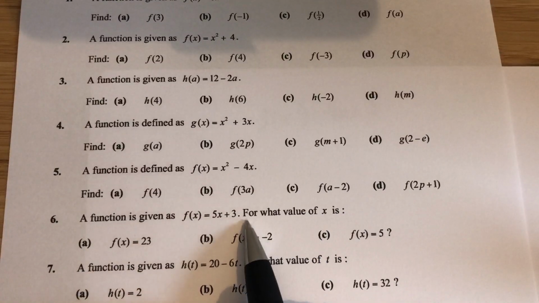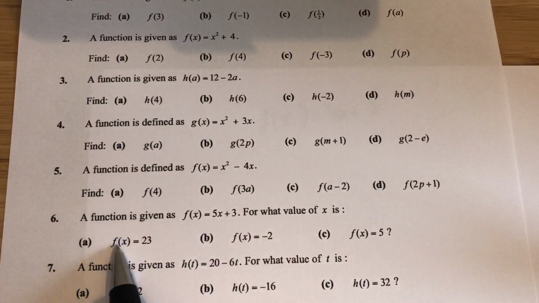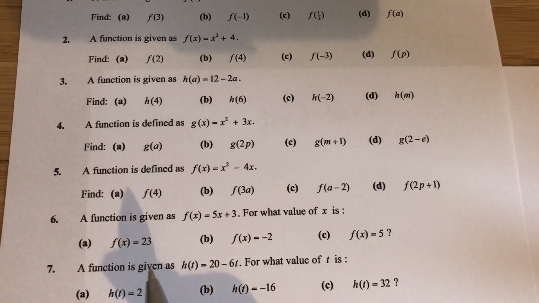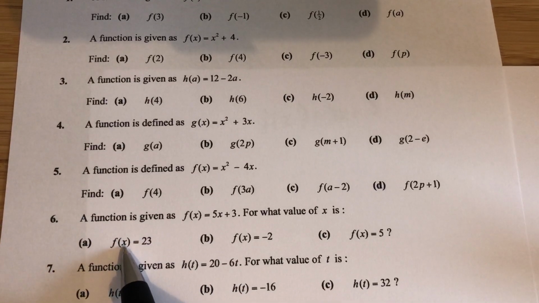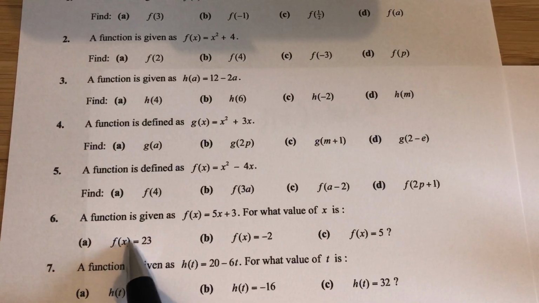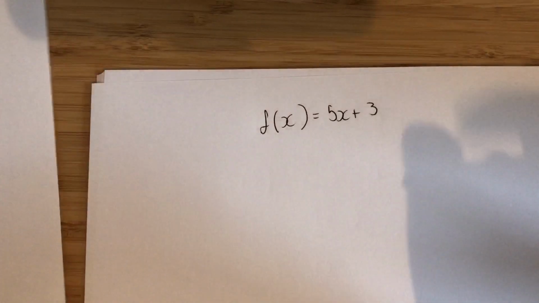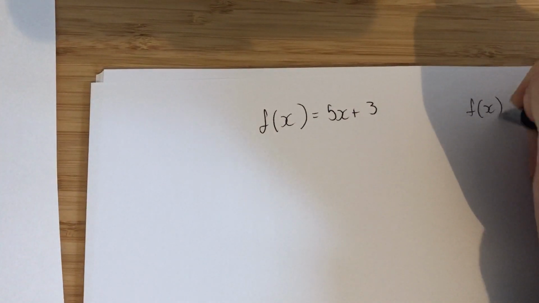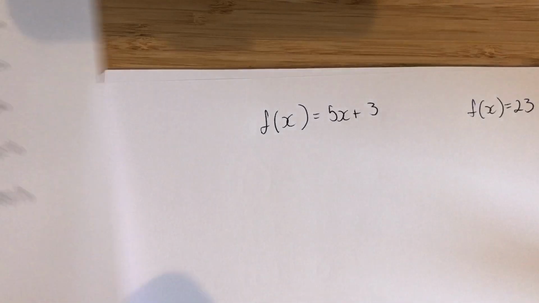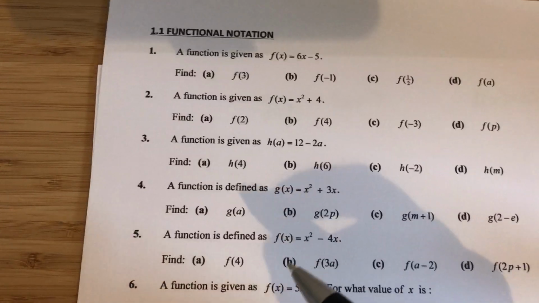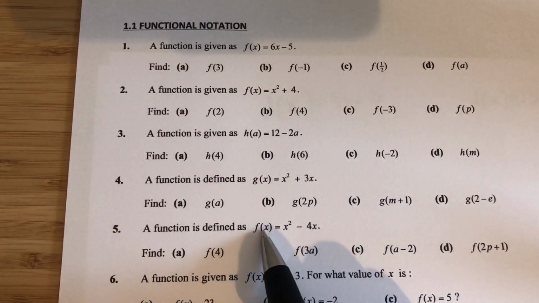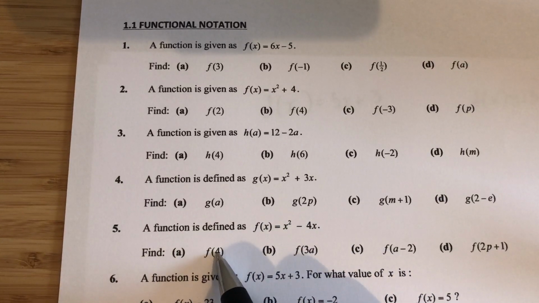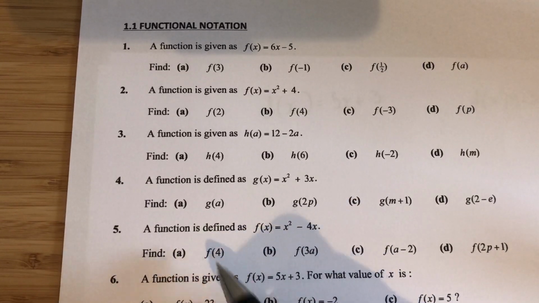And in the question now it says, for what value of x is f of x equal to 23? So we're not replacing the x this time, we're replacing f of x. So f of x equals 23. Before, just so you can definitely see the difference, f of x equals this, find f of 4. It was just, instead of that x, was put 4.